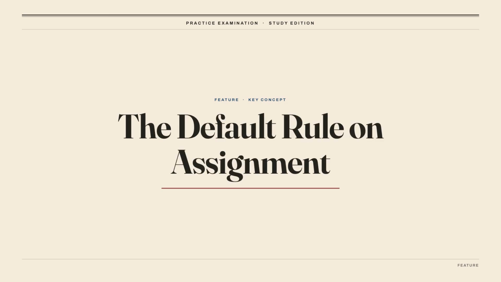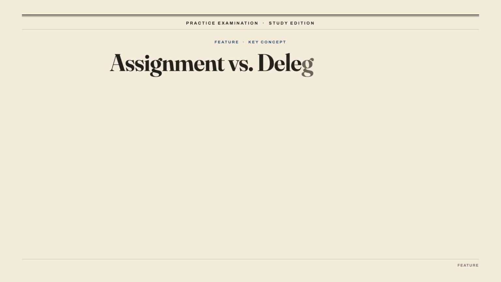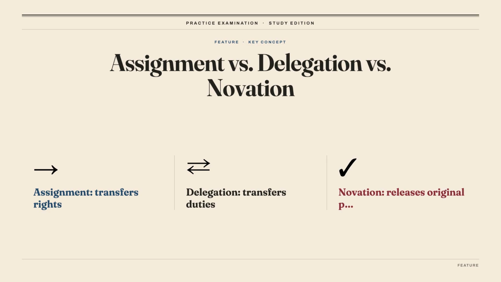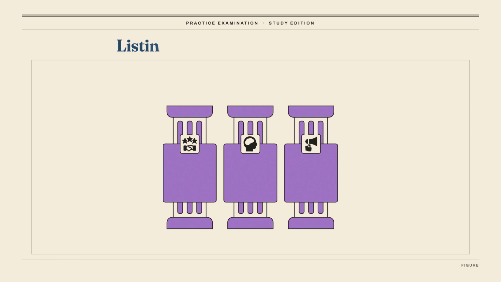Most people assume transferring a real estate contract needs the other side's permission. The actual default rule runs the opposite way. Contracts are assignable unless the agreement prohibits it or the duties are personal in nature. Assignment transfers the assigner's rights to a third party, while delegation hands over her duties. But assignment never releases the original party from liability. Only a novation, a new agreement with everyone's consent, actually discharges someone from the deal.